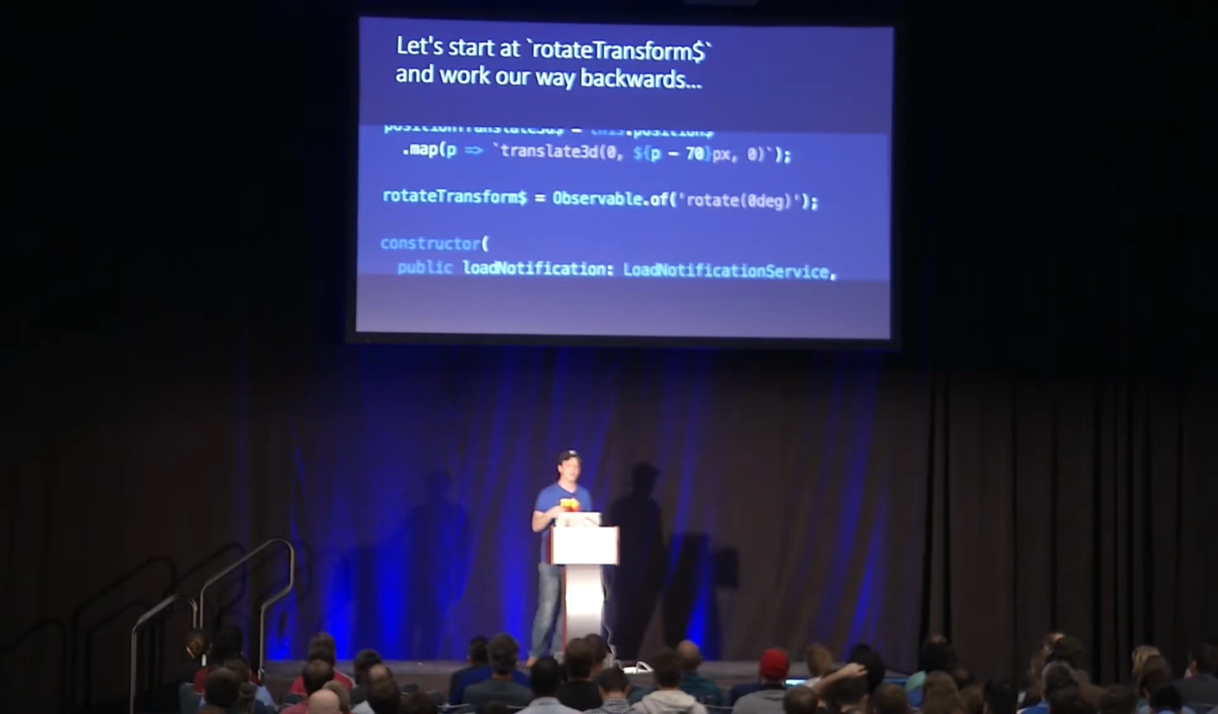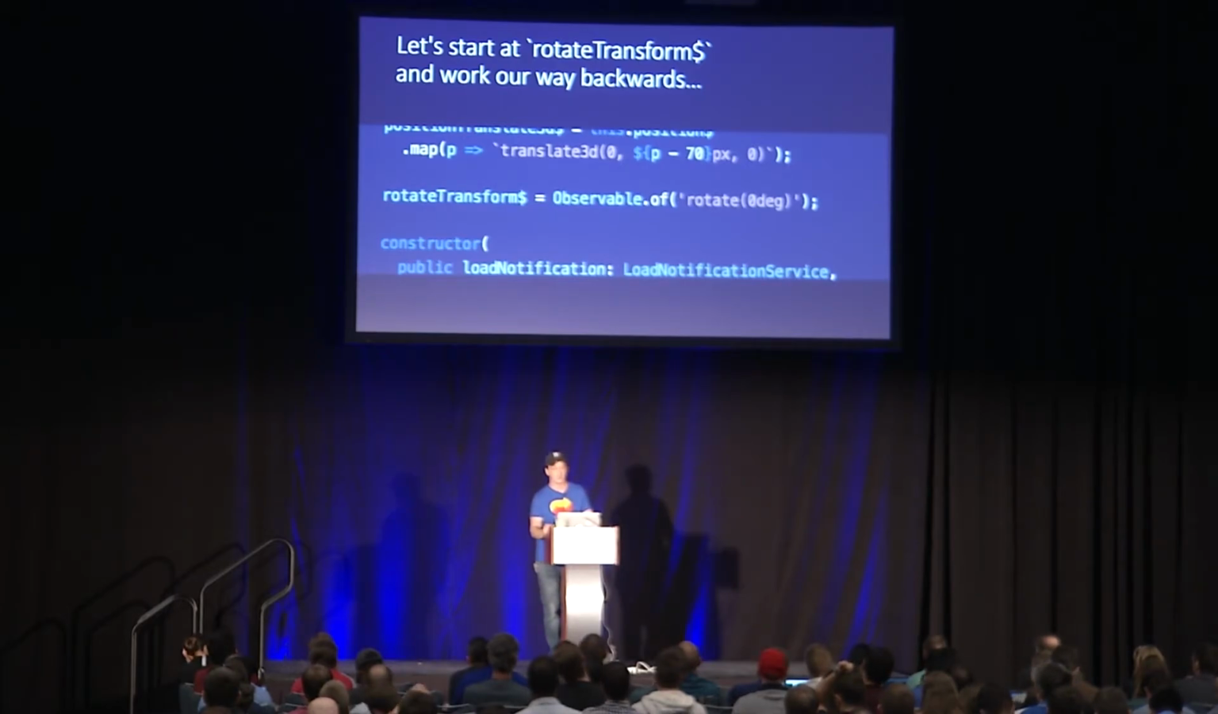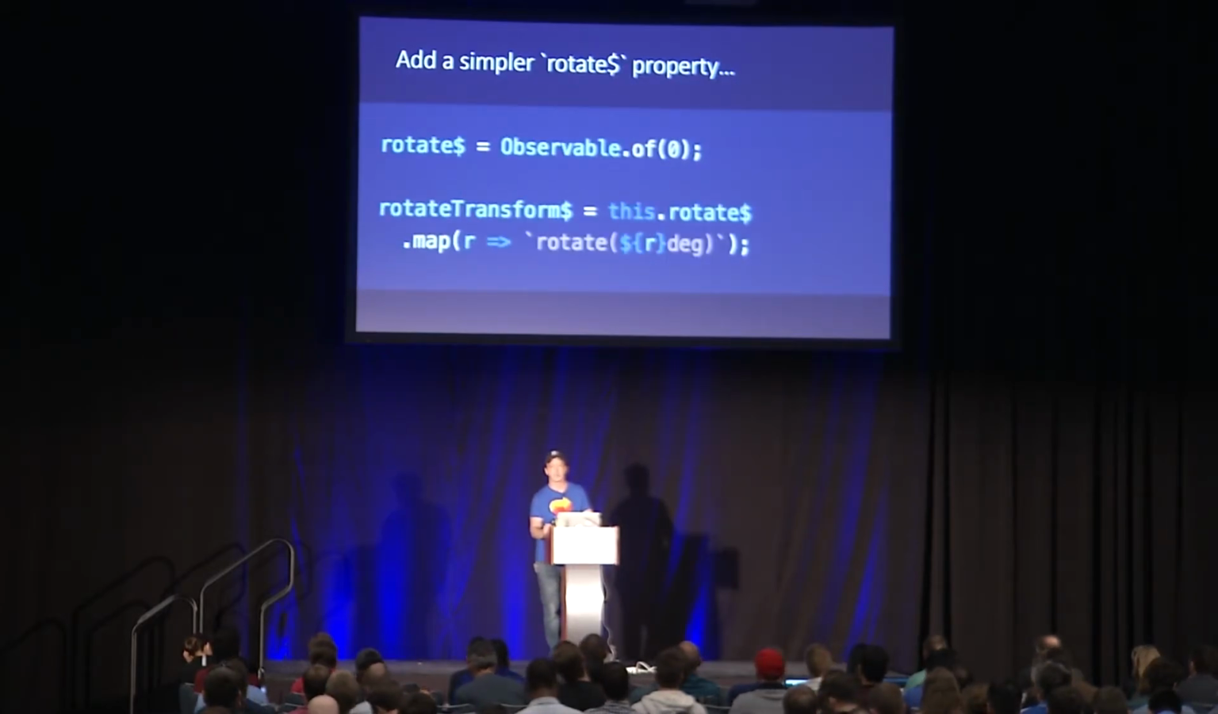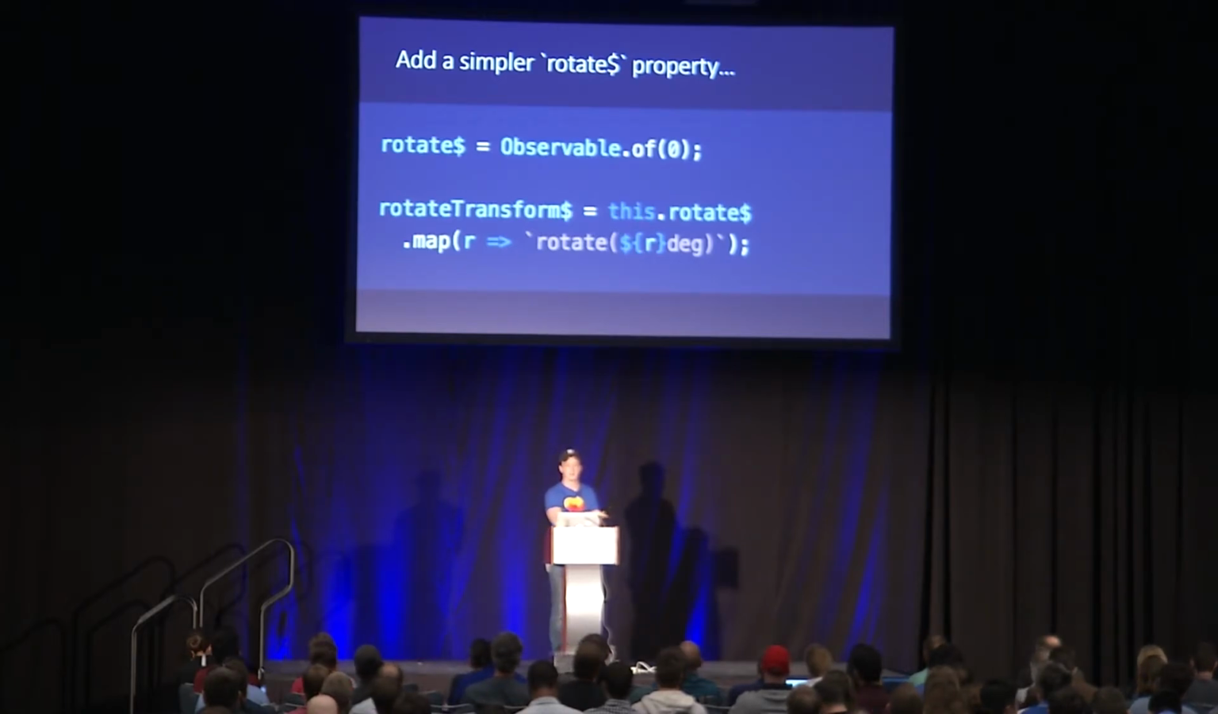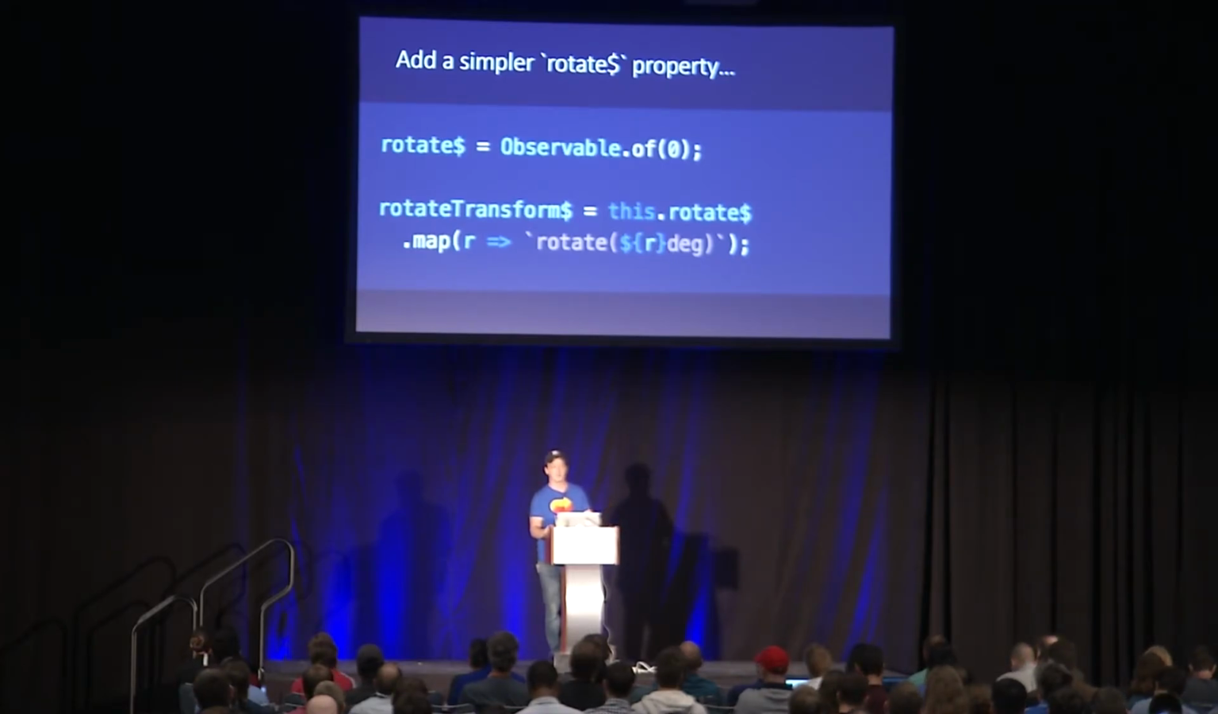So let's start working with that rotate transform. It's just been sitting there at 0 degrees, doing nothing, not very exciting. We know we want to work with numbers. So let's move rotate transforms off to a rotate property here that's just an observable of 0. This is functionally the same. We're just mapping it to the same string in the other one.